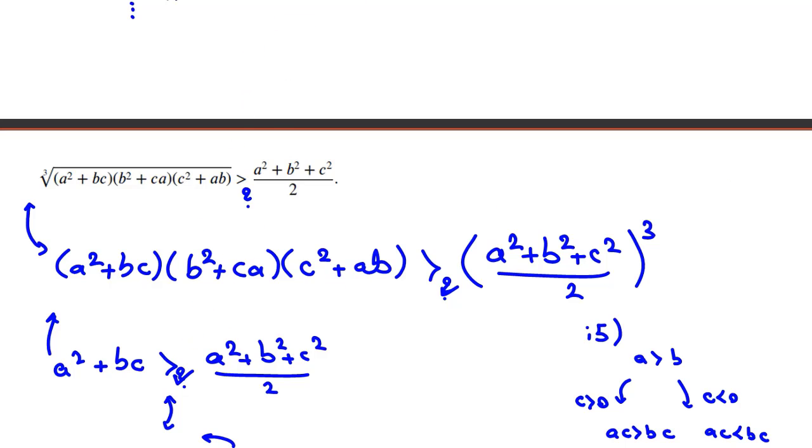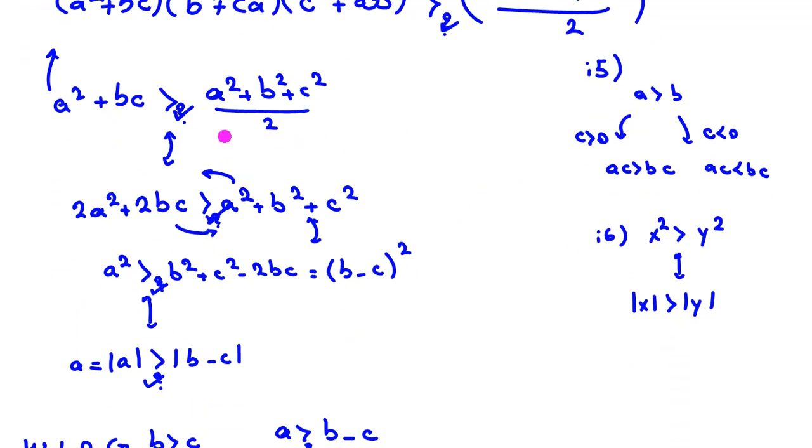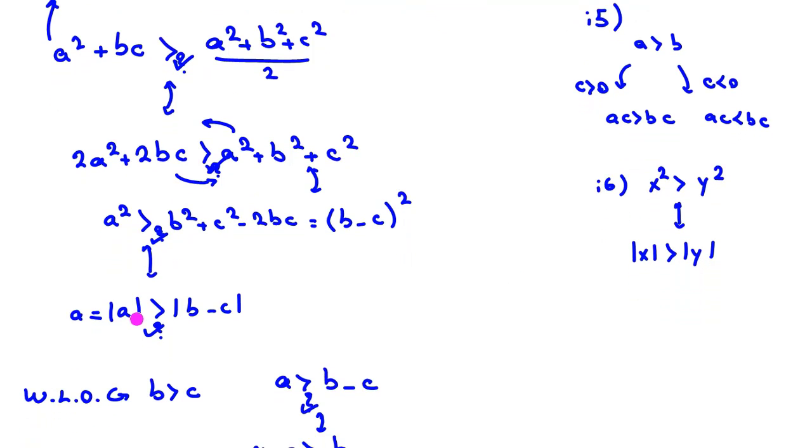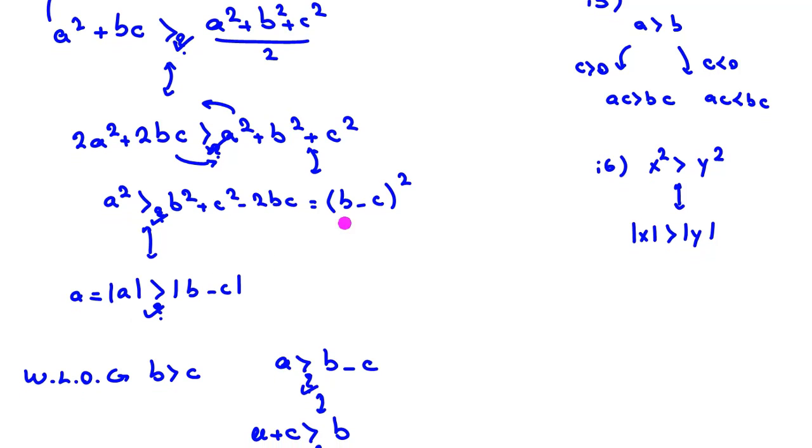Okay, let's try to consider this. We multiply both sides by 2: 2a squared plus 2bc is greater than a squared plus b squared plus c squared. We take a squared to the left side, 2bc to the right side, 2a squared minus a squared is a squared. b squared plus c squared minus 2bc, which we can write as b minus c whole squared. Now, we know that if x squared is greater than y squared, it is equivalent that the absolute value of x is greater than the absolute value of y. So it is equivalent that the absolute value of a is greater than the absolute value of b minus c.